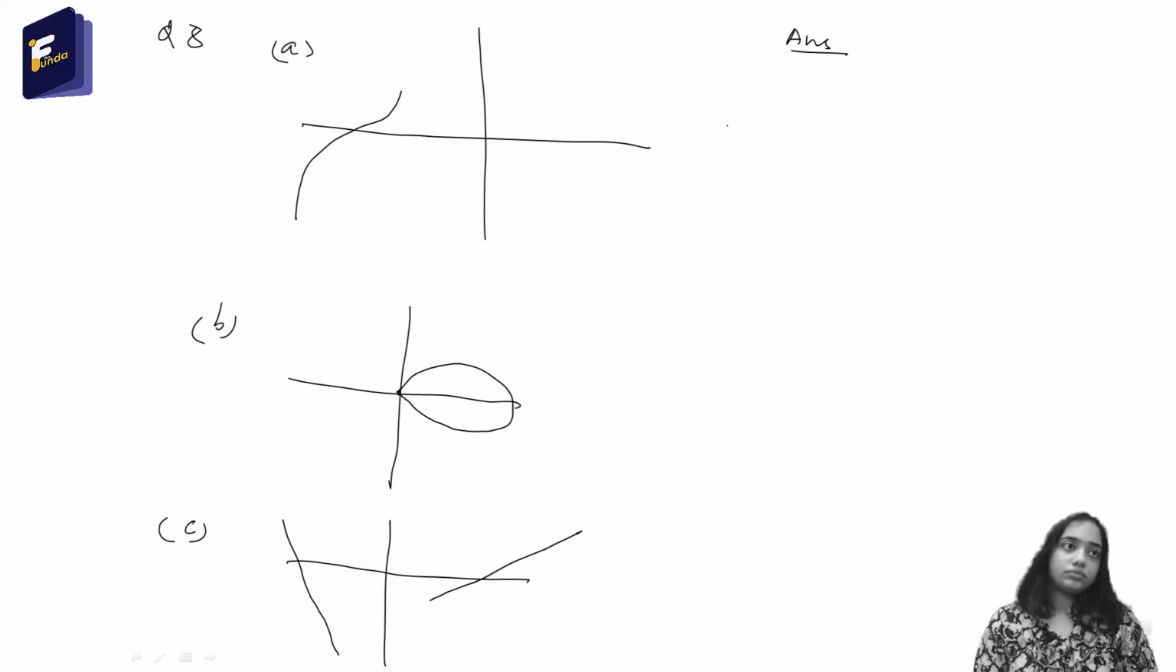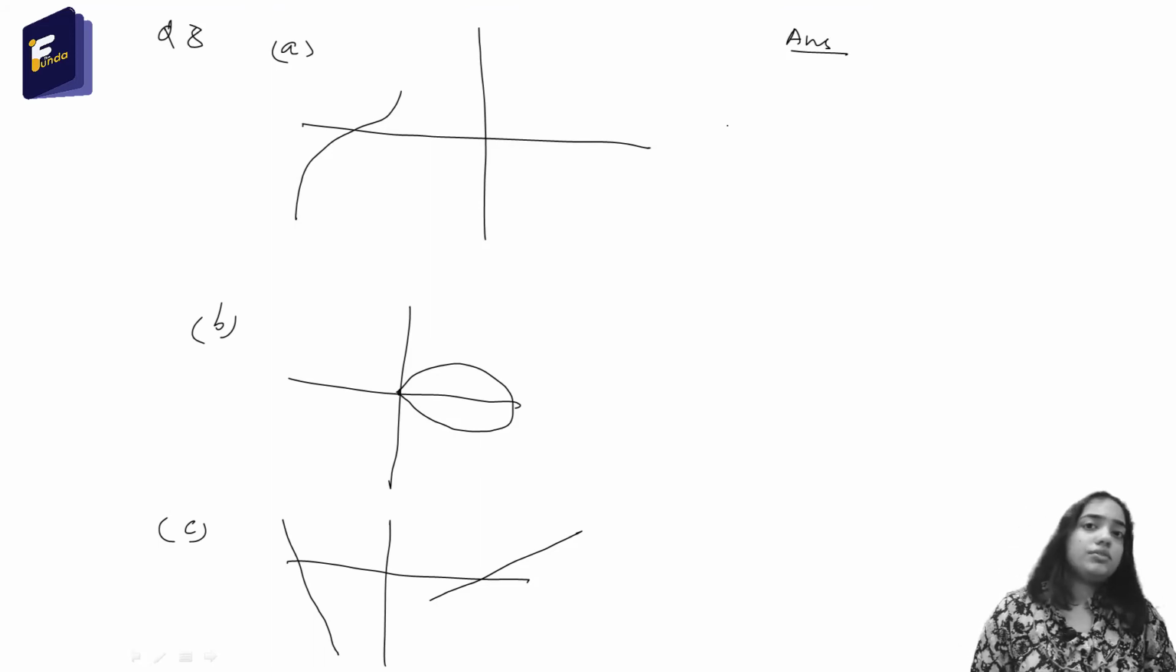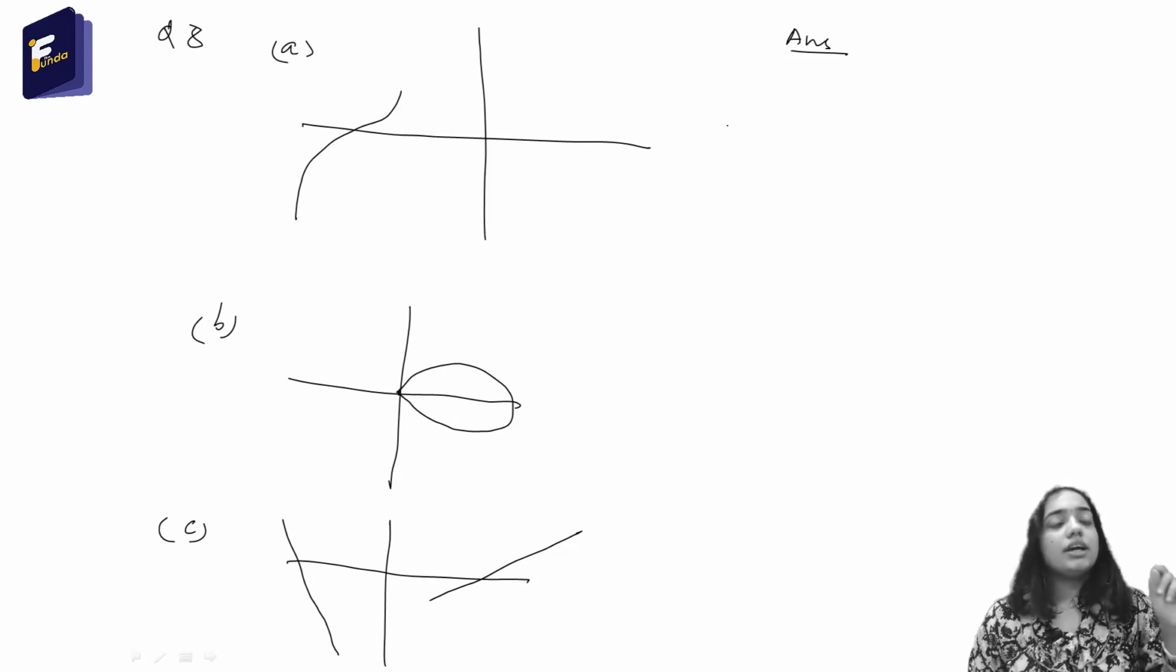Okay, so let us look at the first graph. And we have to tell if it is the graph of a function or not. So what is the definition of a function? I have told you that the definition of a function is that for every single input there should not be two outputs.